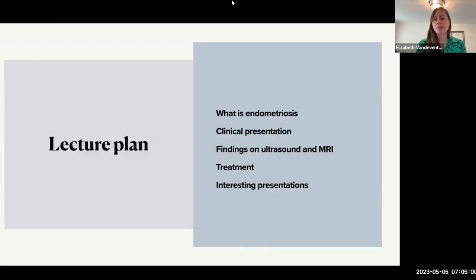So what we're going to be talking about today is we're first going to touch on what is endometriosis, go a little bit over the clinical presentation, and then spend the bulk talking about findings on ultrasound and MRI. We'll touch basically on treatment and then discuss a little bit of interesting presentations, bringing it back to radiology.